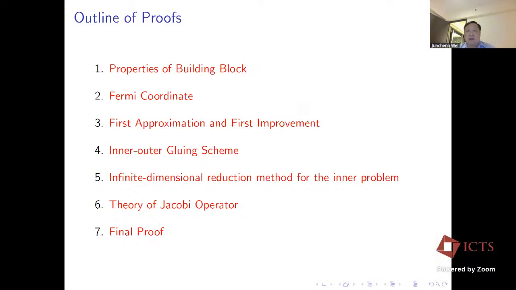So the proof consists of 7 steps. First, we study the property of the building block, which is the tangent hyperbolic function. Second, we use some geometry and establish the Fermi coordinates on the minimal surface. Then we find the first approximation and the first improvement. Part 4 is the most important one, the inner-outer gluing: how we reduce the problem into an inner problem and an outer problem. We solve the inner problem by infinite dimensional reduction, and then we solve the outer problem by the theory of the Jacobi operator. And finally, we have the proof, including the Morse index.